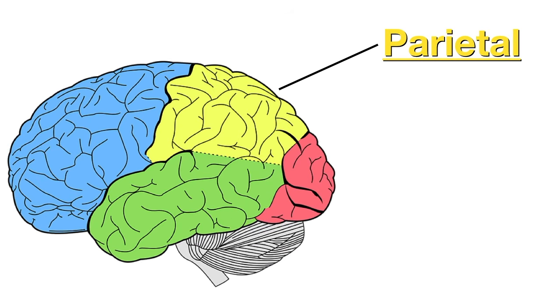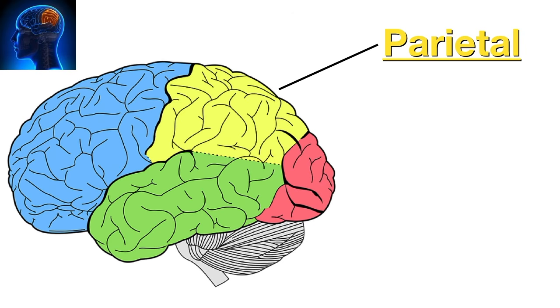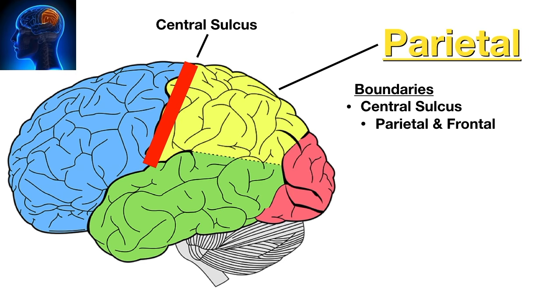The other three lobes are going to be more involved with sensory functions rather than motor, and we're going to start off with the parietal lobe. The parietal lobe sits right behind the frontal lobe, and there's a few boundaries to know. Two of them we've already talked about, so that makes it easier. The first one is the central sulcus. Remember, this is going to separate the parietal lobe from the frontal lobe.